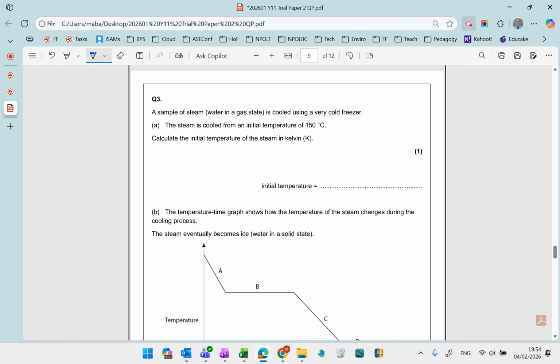Away we go with question 3 then. Okay, so steam is cooled from an initial temperature of 150 degrees C. Calculate the initial temperature of the steam in Kelvin.